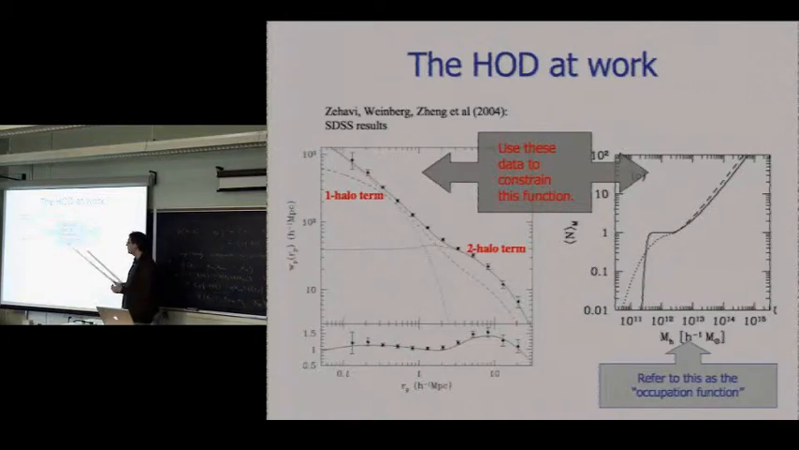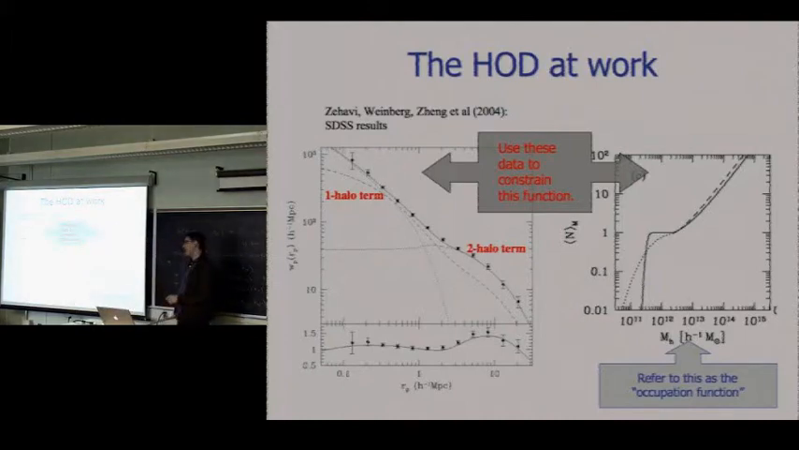So this is the projected two-point correlation function for Sloan galaxies brighter than minus 21 R band. That's the points with error bars. And the solid line is the best fit HOD model constrained by that data.